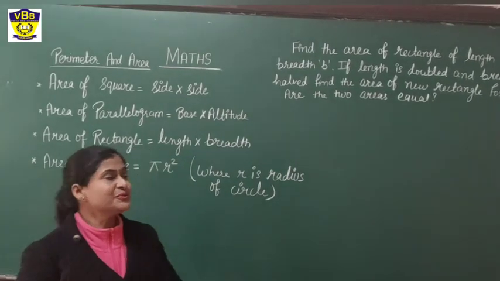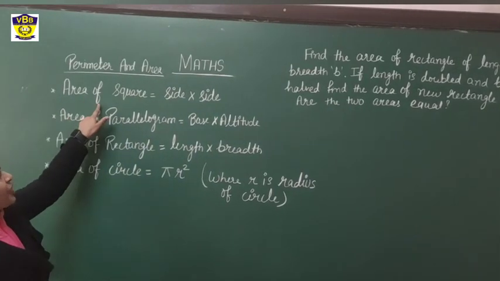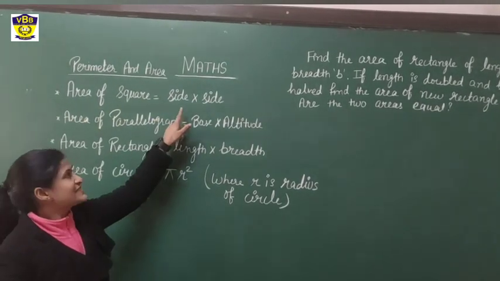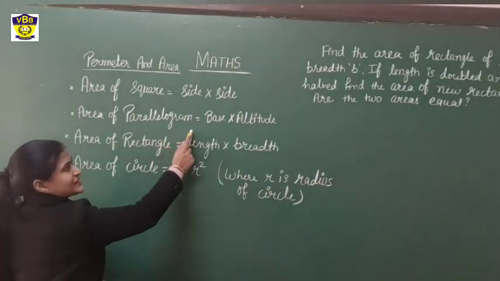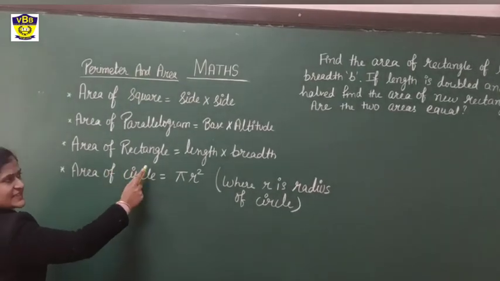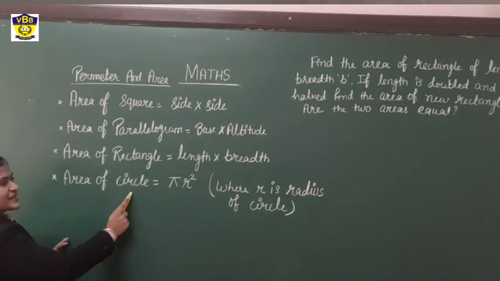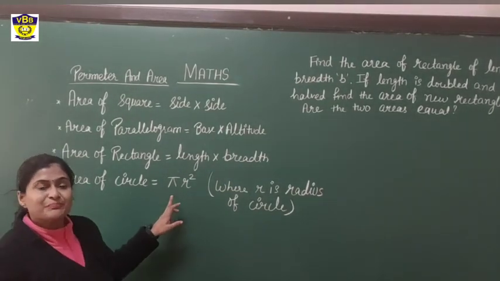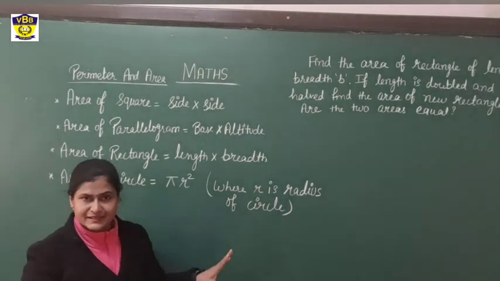Today we will continue perimeter and area. As we know, area of a square is equal to side into side. Area of a parallelogram is equal to base into altitude. Area of a rectangle is equal to length into breadth. And area of a circle is equal to pi r square, where r is the radius of the circle.